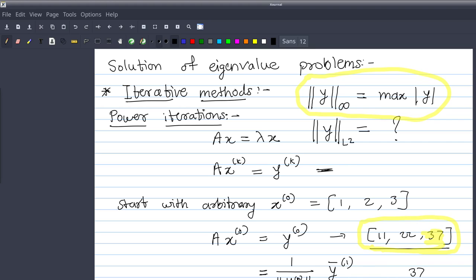Okay. Got it? So that will be our factor here. We will normalize this 11, 22, 37 by this 37. That means each element will be divided by 37 now, and that will be our new vector y1, and then that will be our next iteration trial vector. So we start with any arbitrary vector, then you get a new vector as the trial vector, then you will continue. And how long will you continue?